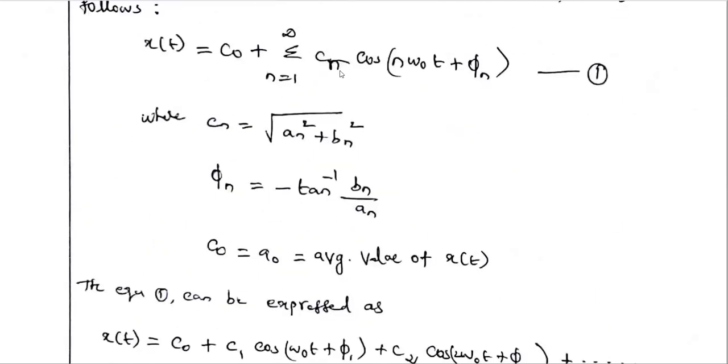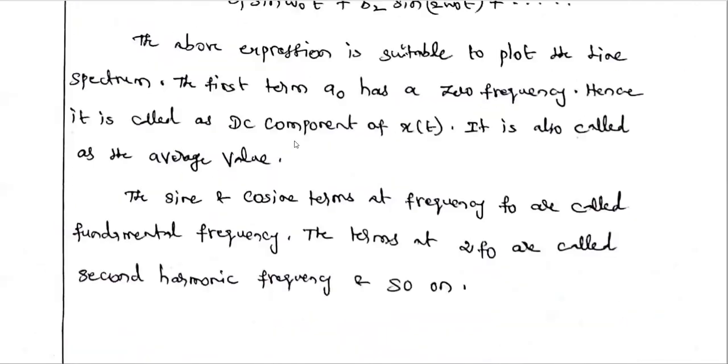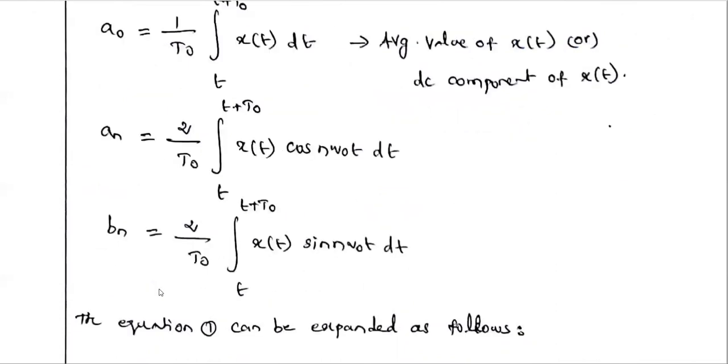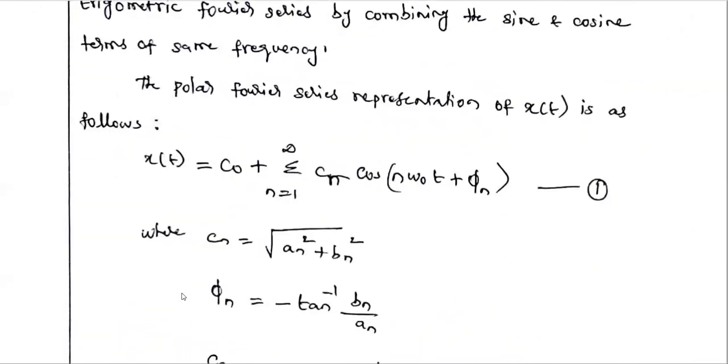And what is this cn? This Fourier series coefficient cn is nothing but the square root of an squared plus bn squared. What are an and bn? They are the trigonometric Fourier series coefficients. What is the formula for an? An is 2 divided by T naught times the integration over one cycle period of x of t cos n omega naught t. Bn is 2 by T naught times the integration of x of t sin n omega naught t. This square root of an squared plus bn squared is the cn.